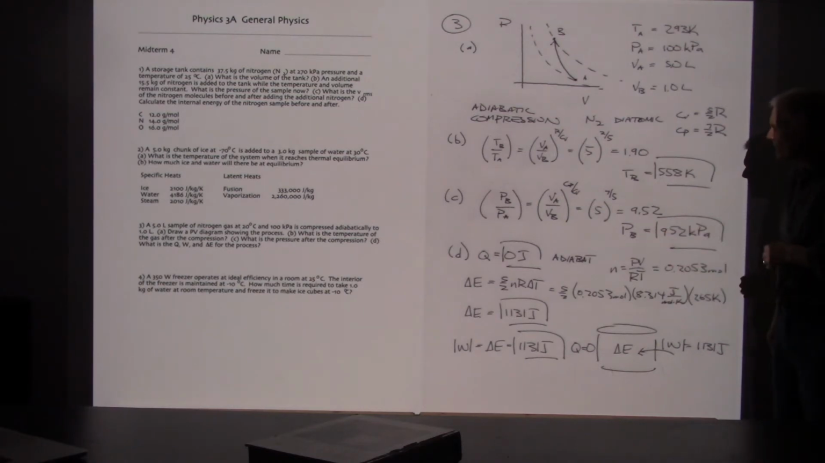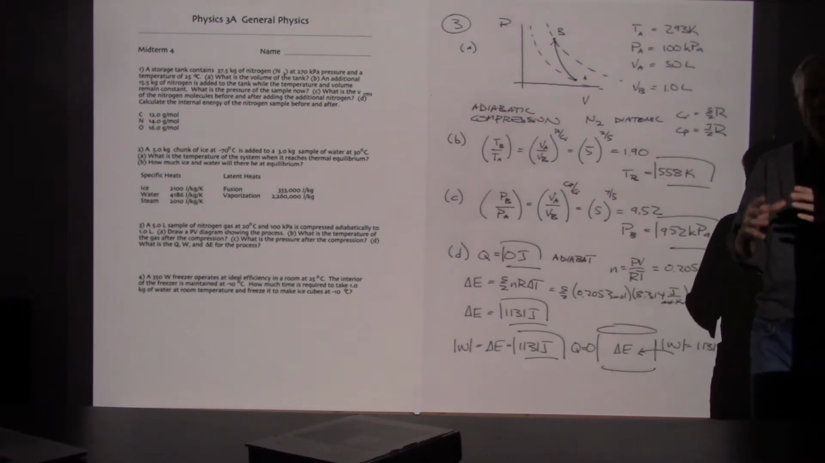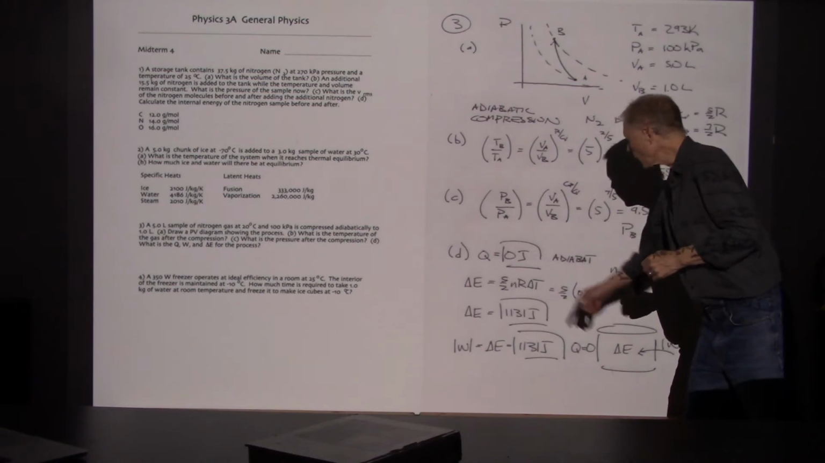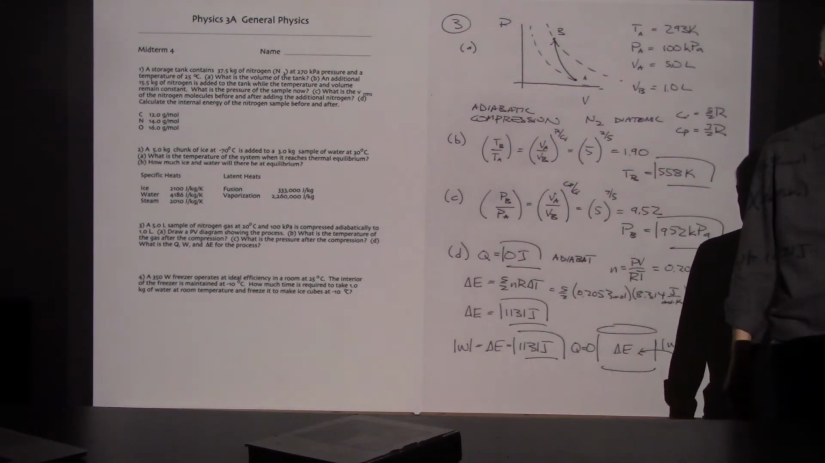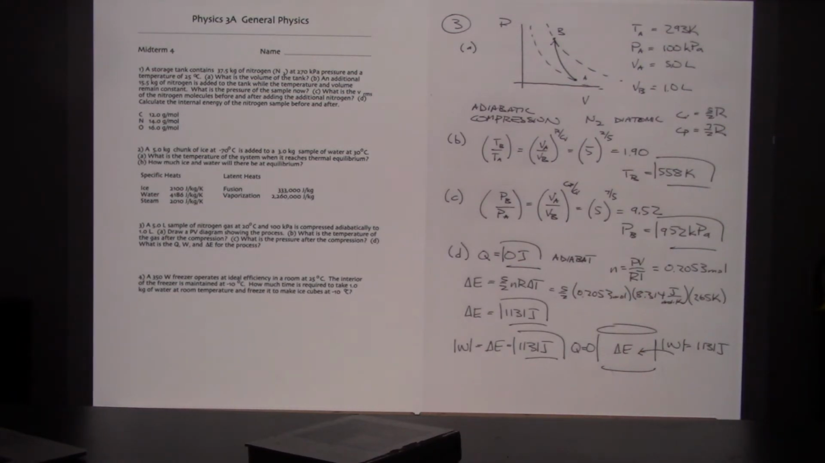It says that the compression transferred 1,131 joules into those molecules. So 1,131 joules of energy in the molecules that was not there at point A. Now, for work, how are we going to calculate work? Once we have delta E, we can calculate the work.